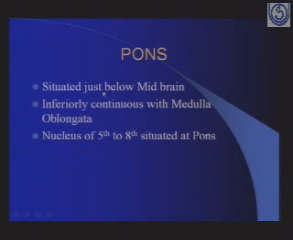Then is your pons. It is situated just below the midbrain. Inferiorly, it is continuous with the medulla oblongata. The nuclei of the fifth to eighth cranial nerves are situated at the pons. It is continuous inferiorly with the medulla oblongata, and the nuclei of the fifth, sixth, seventh and eighth cranial nerves are situated in the pons.